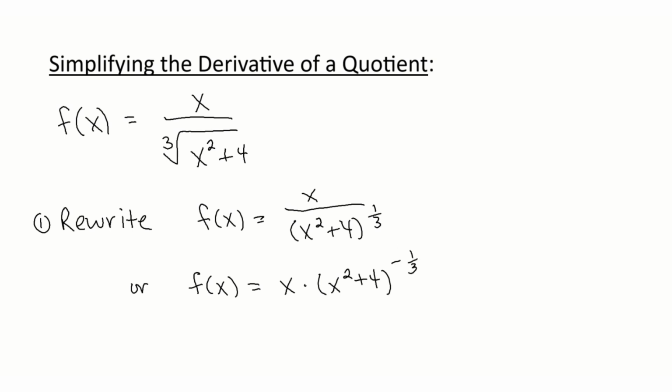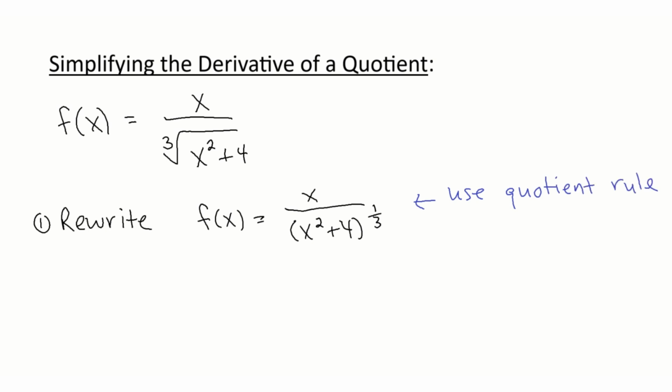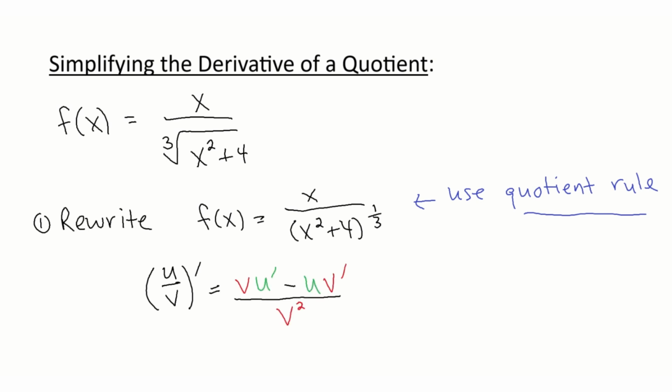Doing this will allow us to use the product rule. But let's stick with the quotient rule to show you another simplifying strategy. First, let's write the derivatives of the top and bottom functions.